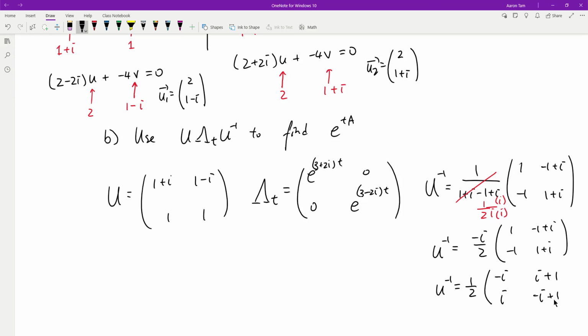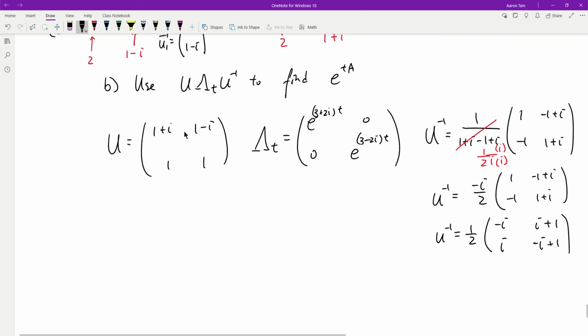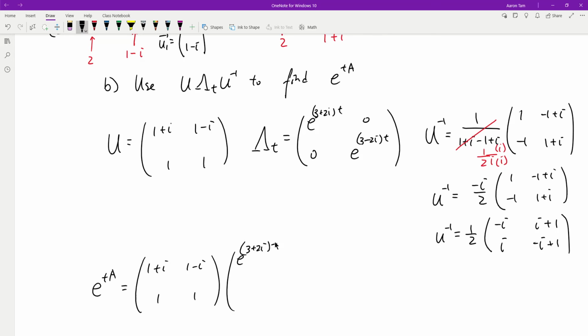So we can plus 1 again. Okay, so that looks okay. I'm going to just keep it that way. And so now I think I'm ready to go and try to find e to ta. So e to ta would equal [1 plus i, 1 minus i, 1, 1] multiplied by e to 3 plus 2it, 0, 0, e to 3 minus 2it, multiplied by 1/2, negative i, I'm going to say 1 plus i instead of i plus 1, 1 minus i.